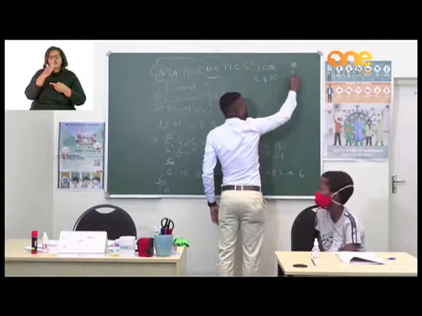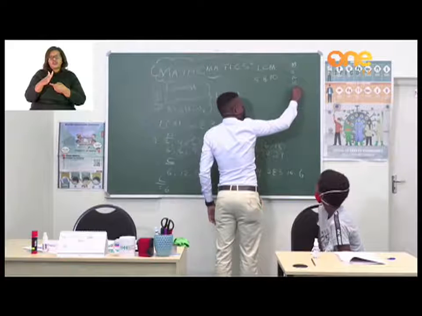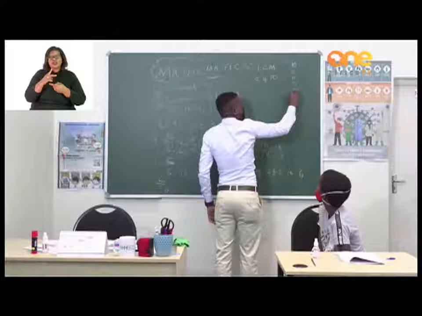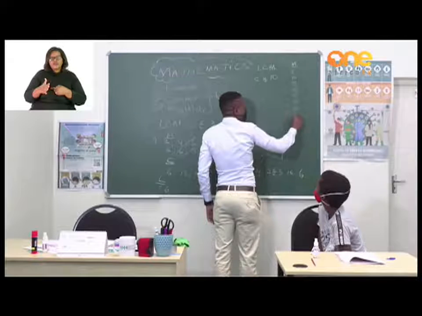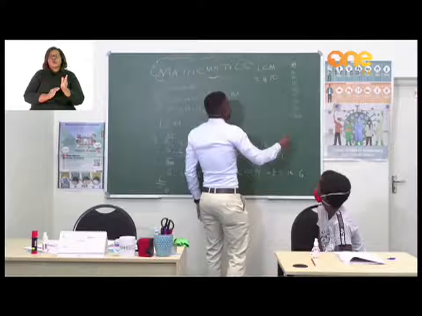We have 5. We have 10. We have 15. We have 20. We have 25. We have 35. We have 40, and it goes on. Let me just end there. And then multiples of 10.